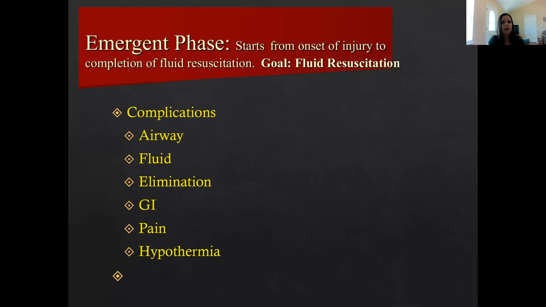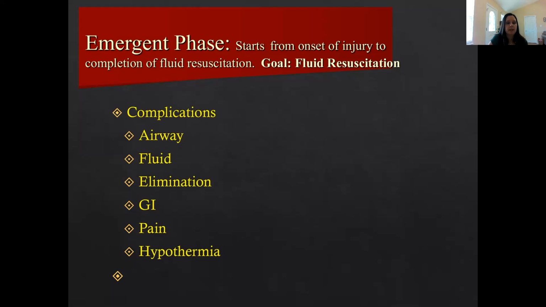If our client has contacts in, we need to remove those contacts from the eyes. One, if it's a chemical burn, it might trap the chemical in. Two, if it's a thermal burn, it may trap heat or smoke or any other little particles in the eye. Also, during this emergent phase, we need to establish the time that the burn occurred, so what time the injury actually occurred, and calculate our TBSA.